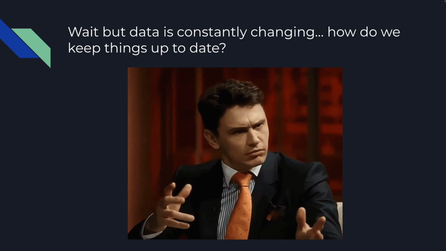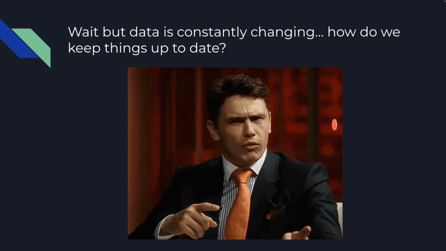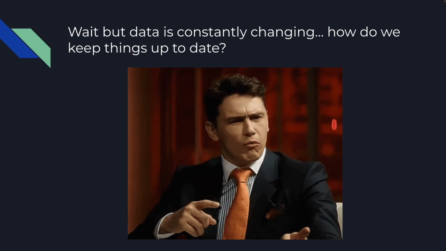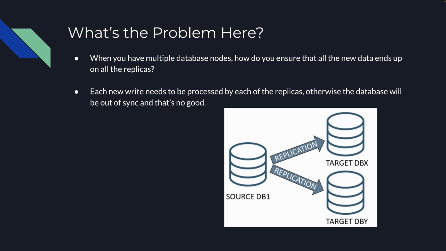But in the real world, data is constantly changing, and how are we going to keep things up to date if we now have multiple machines instead of just one? We have a problem here. When you have multiple databases, how do you ensure that all of the new data ends up on the replicas? Because each new write needs to be processed by each of the replicas, otherwise the data is going to be out of sync, and that's no good.